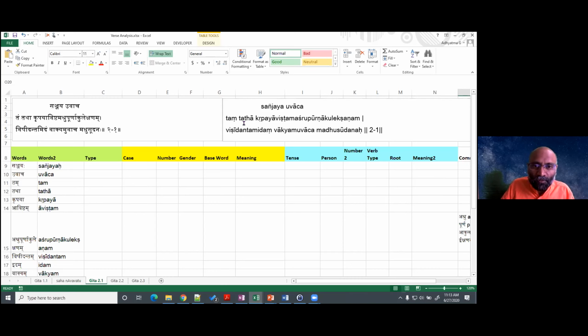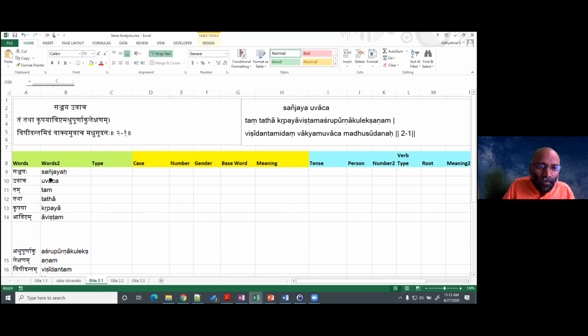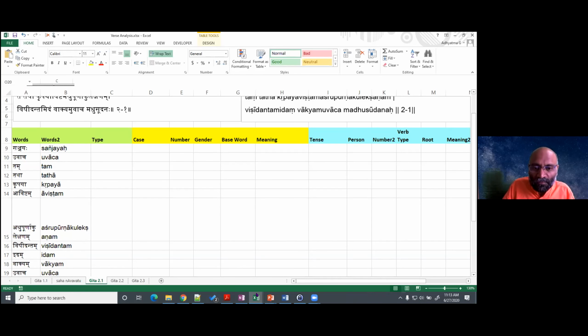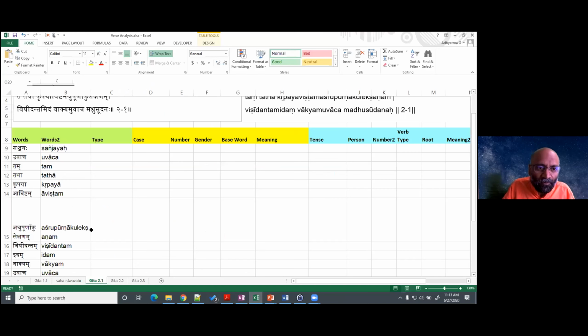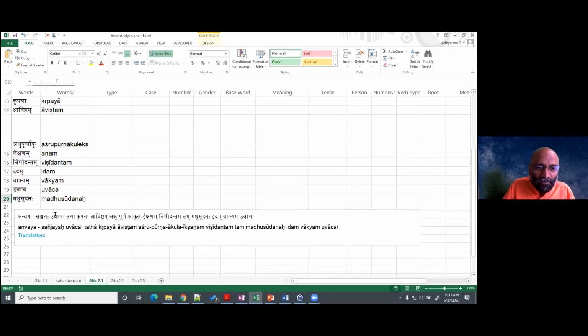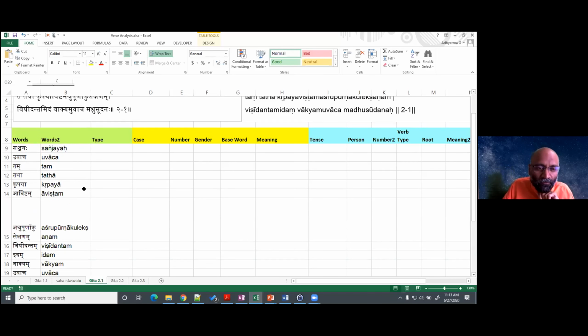So here I have put the verse at the top, and then I have listed all the words as they would be after the Sandhi split. As I showed you in this file, these are the words Sanjaya, Uvacha, Tam, Tatha. These are the same words that I have put here. And then later in the end, we will see the Anvaya, the word order, and the translation, and then the explanation of the verse.